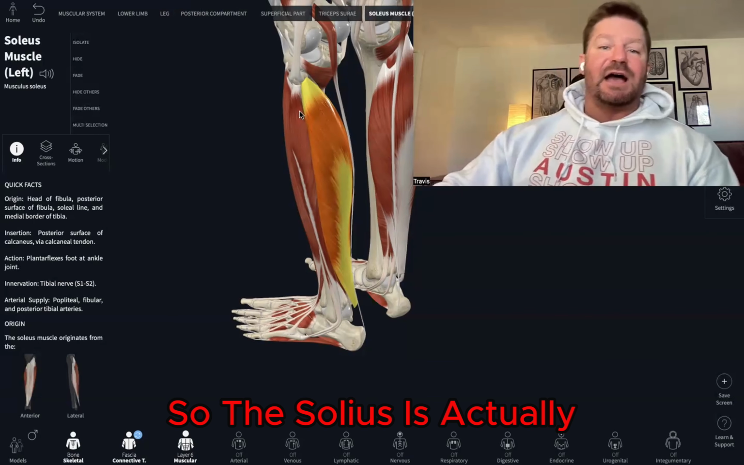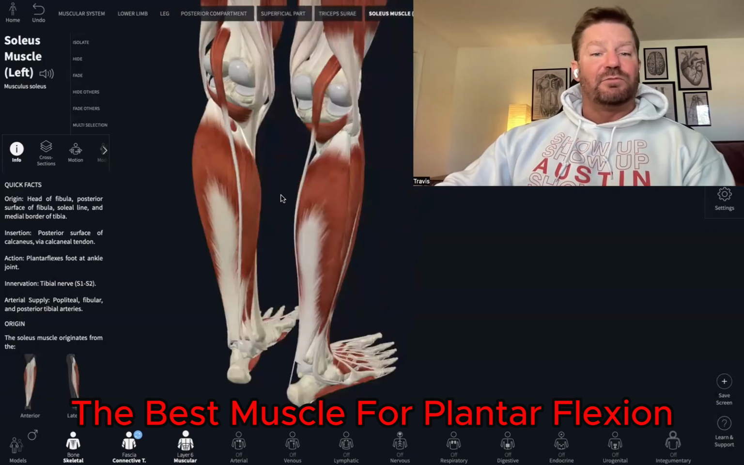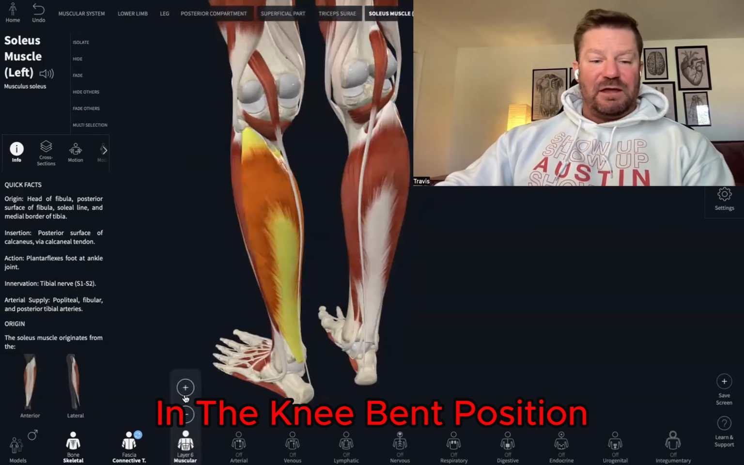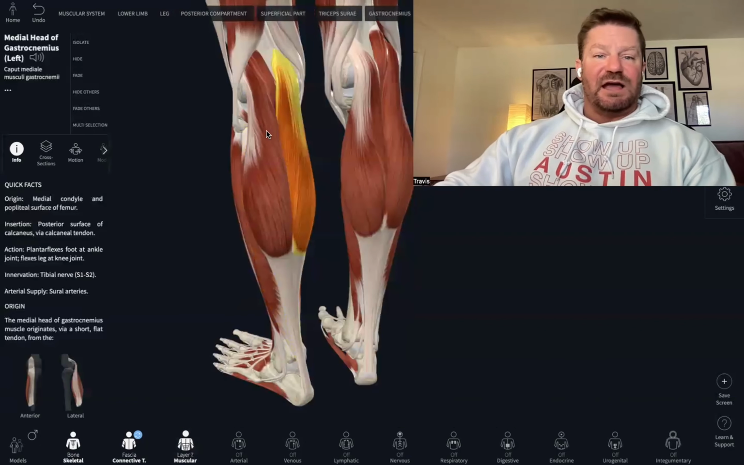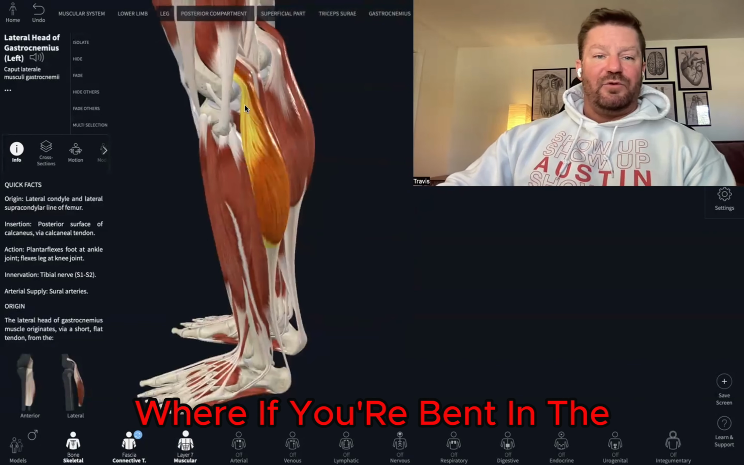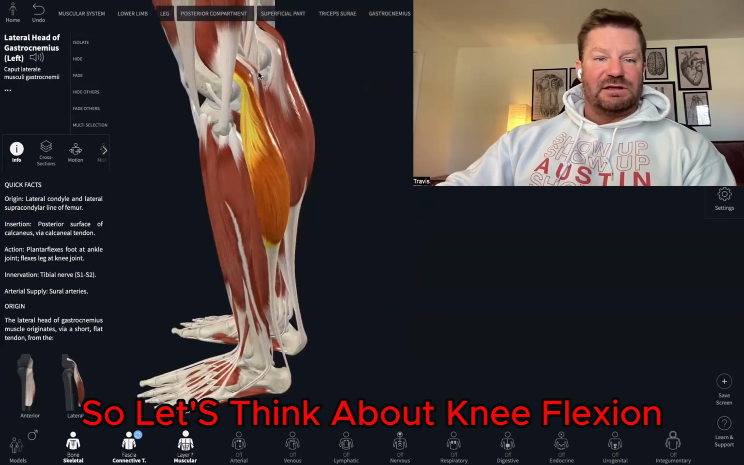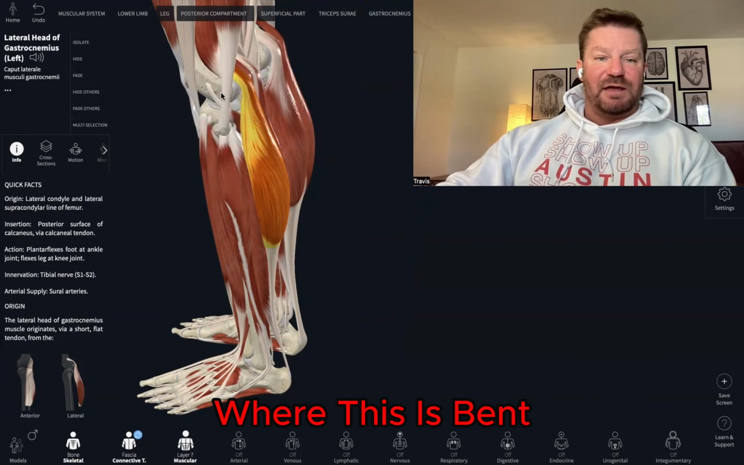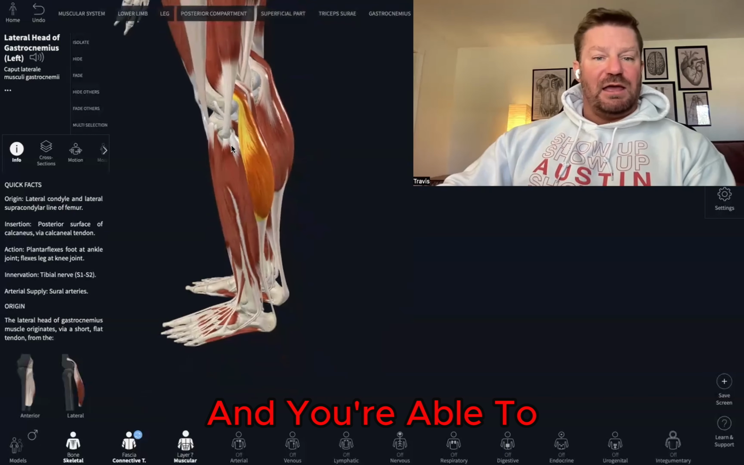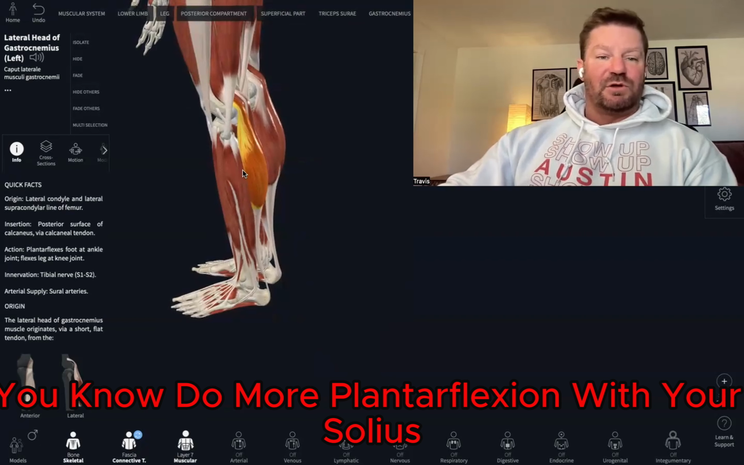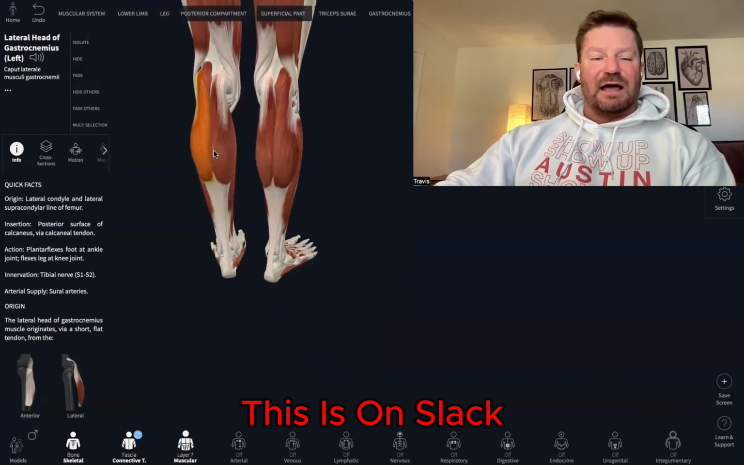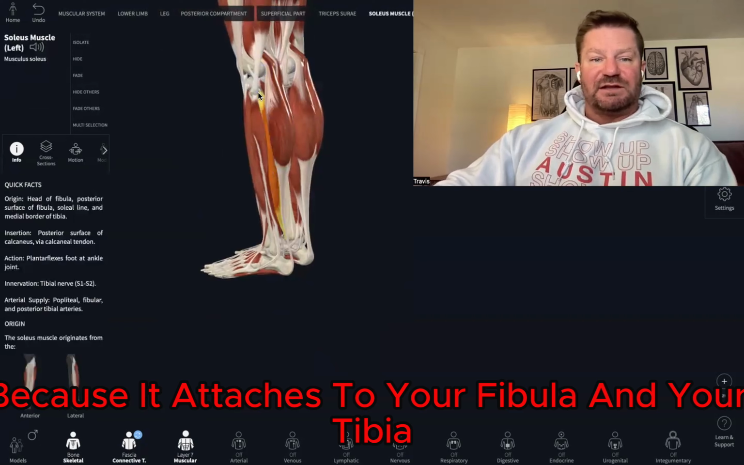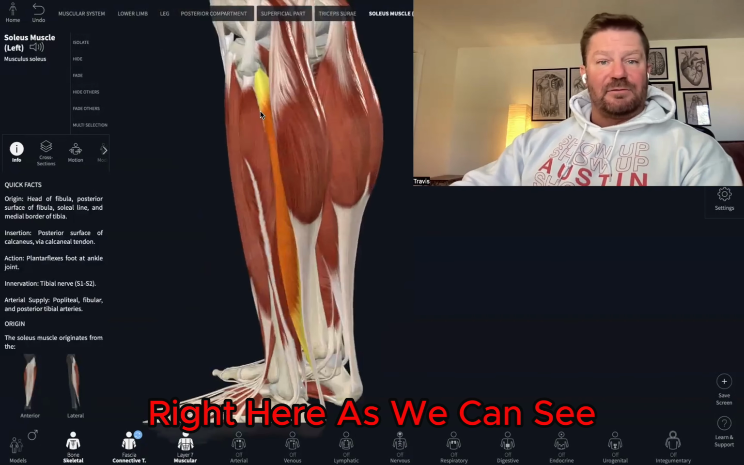The soleus is actually the best muscle for plantar flexion in the knee bent position. As we see, the gastrocnemius here crosses this joint. So it attaches to your femur, where if you're bent, so let's think about knee flexion, you're able to do more plantar flexion with your soleus than you would your gastroc, because in the bent position, this is on slack. Your gastrocnemius is going to be more on slack than your soleus. It still has that tension because it attaches to your fibula and your tibia right here.